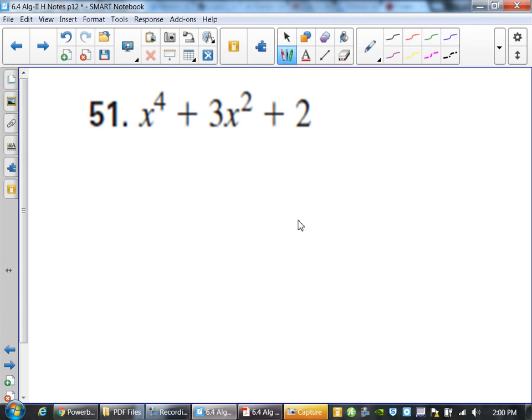I wrote 3x to the third, and I was so confused. Yeah, then you'd have issues. So this one just winds up being x squared plus 2 and x squared plus 1. And you're done. You can't go any further with that.